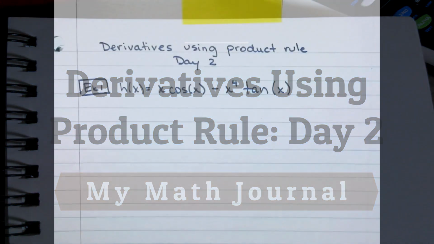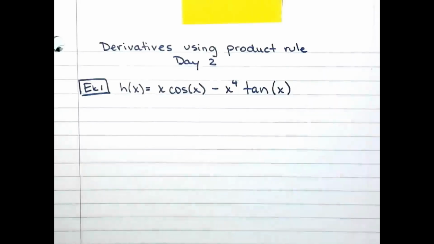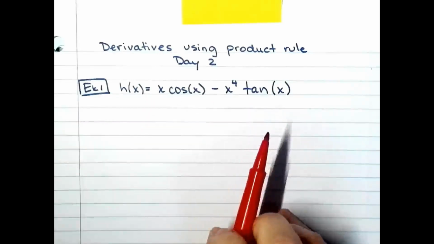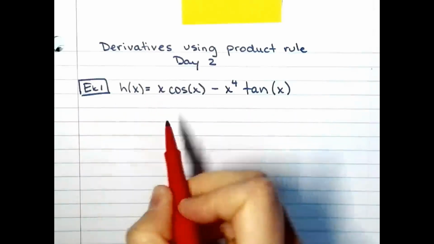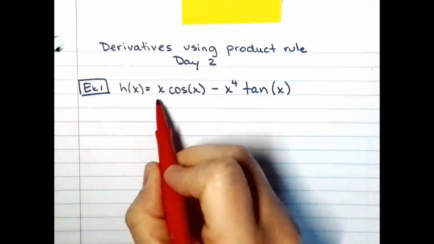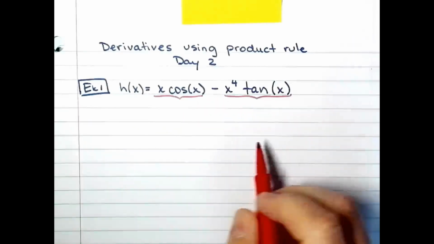We're doing derivatives using the product rule. Today we're doing our second day of the product rule. It is the same concept, but now we have a difference right there between the two products. So we're still using the same idea, same properties. I'm going to do this part first, and then I'm going to subtract from the second part.